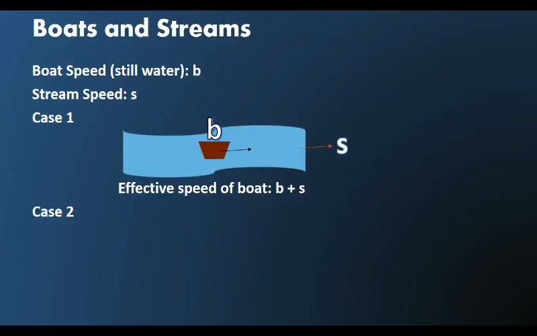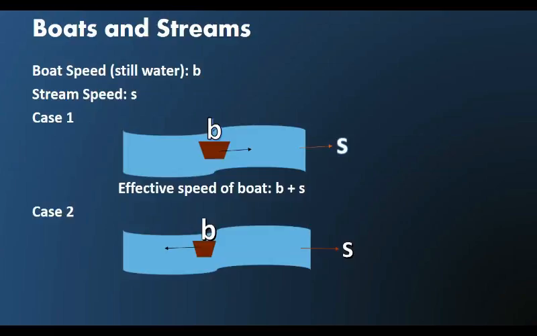In case 2, let us assume that the river is flowing in the opposite direction to that of the boat. In this case, the relative speed of the boat is calculated by b minus s. The minus sign comes because we can see that the boat is moving against the current.